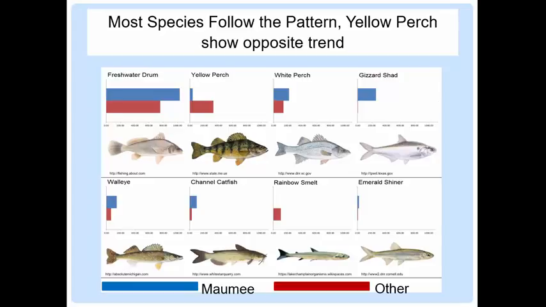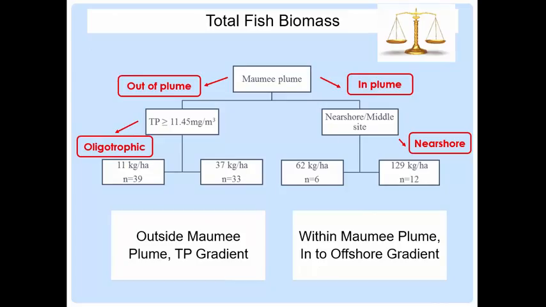Outside of the Maumee River plume, we saw that we could split the fish biomass data apart based on total phosphorus. So once you're outside of that plume, you see an effect of productivity gradient. In places where it was relatively more oligotrophic, there's less biomass than in more mesotrophic sites. So those were the general patterns that we saw out of the data set.